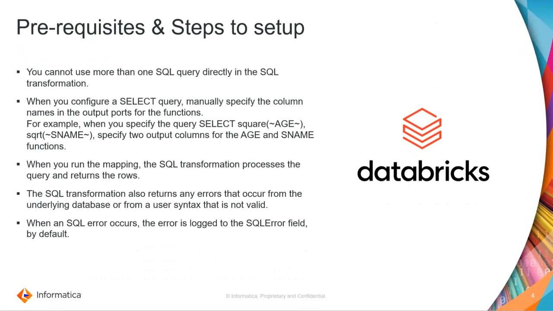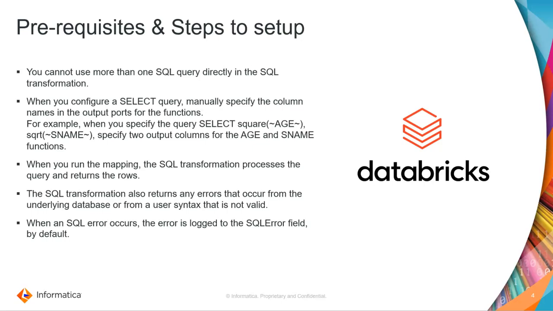So what are the prerequisites and steps to set up while using the Databricks connector for the SQL transformation? You cannot configure more than one SQL query in a SQL transformation. This is with regards to a single SQL transformation. When you select a particular query, you have to manually define the order or manually determine the column names in the output ports of the SQL transformation.